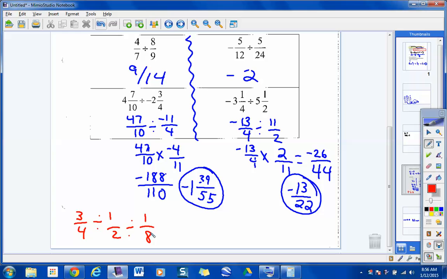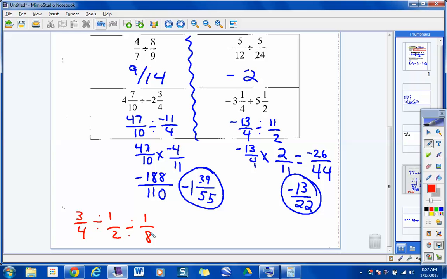Ooh, how many division signs are in there? 3, 2. There's 2 division signs, right? So how many times are you going to have to change division to multiplication? 2 times, right? So if I'm changing 2 signs, that means you better change how many fractions? 2 fractions. Which fractions do you think are going to get changed there? 1/2 and 1/8.